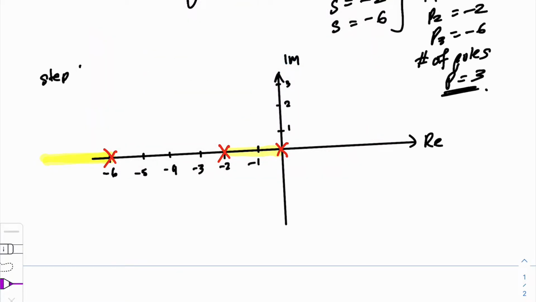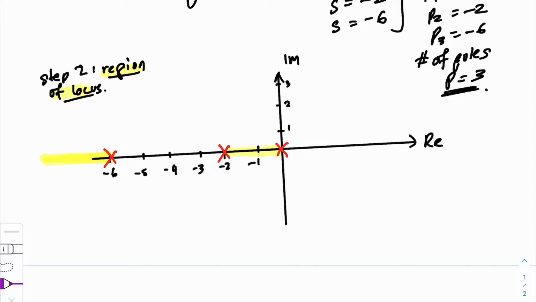So you can just write there, step number 2 is region of locus, and you already know in your mind that you're going to have 2 regions of locus: from pole number 1 until pole number 2, and then in between pole 2 and pole 3 there's no sketching, no locus, and then from pole 3 to infinity there will be locus. Okay, so this is your step number 2.